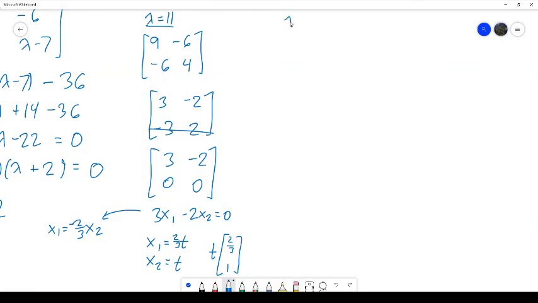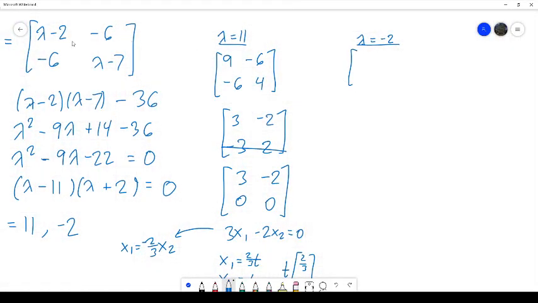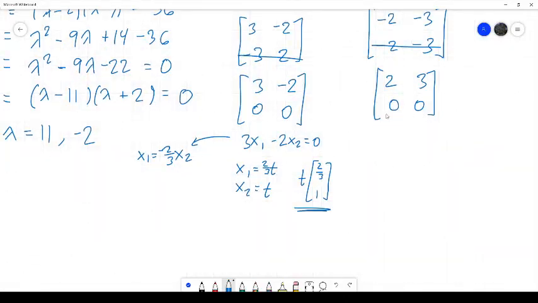And then we'll do the same thing again with lambda equals negative 2. In our matrix up here, plugging in negative 2, we have negative 4, negative 6, negative 6, and negative 9. And we have basically the same situation here. If we divide the two different rows by 2 and by 3, we'll have negative 2, negative 3, and negative 2, negative 3. So we can get rid of one of those. And let's also just divide the top row by negative 1 to make that easier. And we have this matrix.